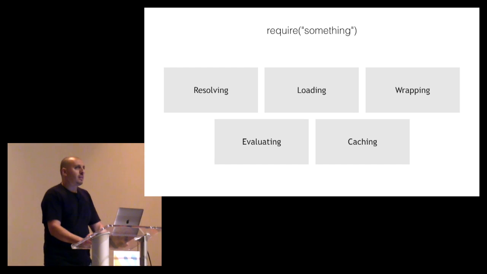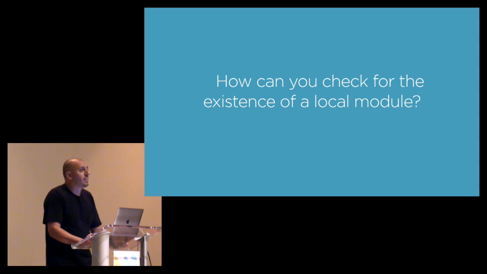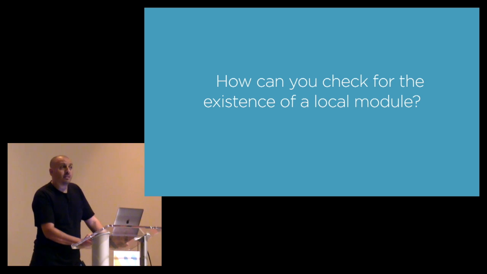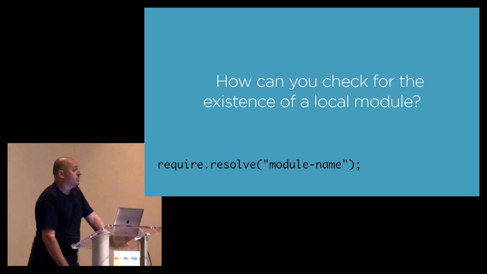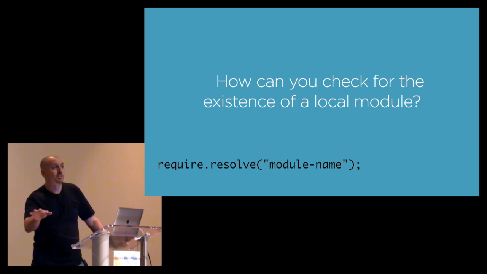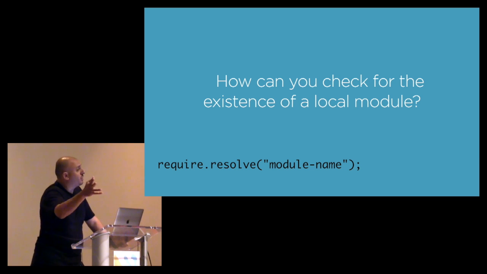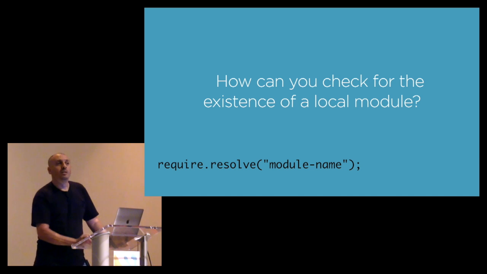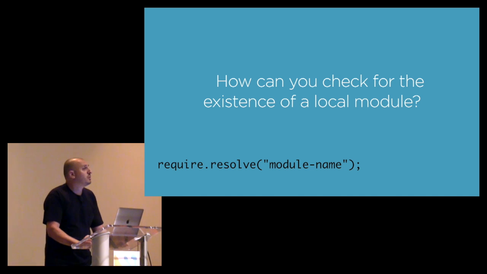Related, how can you check for the existence of a local module? I don't want to run it. I just want to see if it exists. You can do that with require.resolve, which means just resolve it. Don't load it, don't evaluate it, don't cache it, just resolve it. If that's successful, the module exists. If it's not, it will throw an error that you can catch.